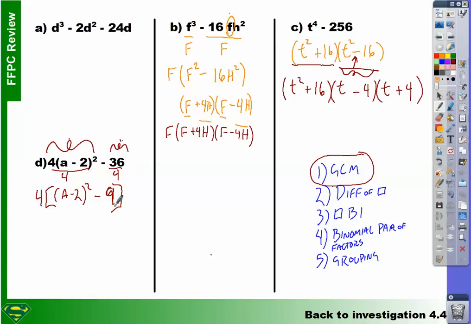Now let's look at our checklist. Do we have a difference of squares? Yes, we do, because the quantity a minus 2 squared is a perfect square. 9 is a perfect square. And we are taking a difference right there with the subtraction. So does the 4 disappear in our answer? No.